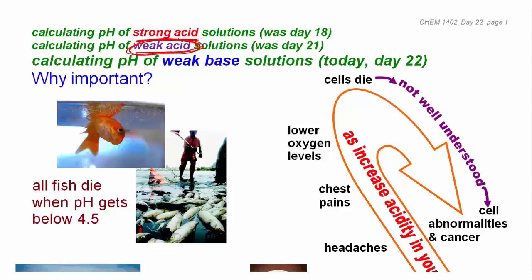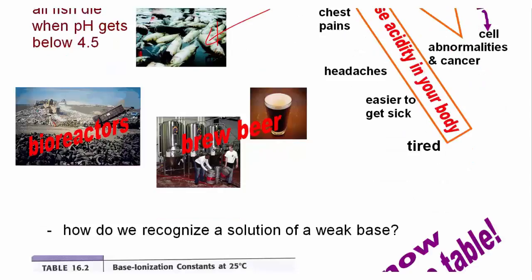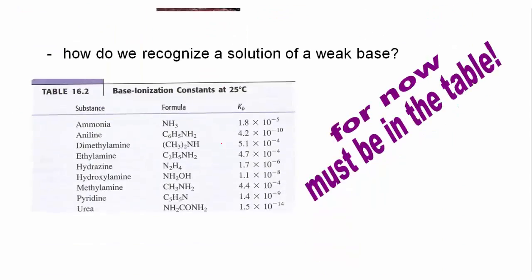Now we're going to move on today to weak base solutions. Since they're weak, these compounds are not going to dissociate 100%. So we're going to have to do ICE again to get the pH of these weak base solutions. And we'll always get a pH greater than 7 because they are bases. And like we said before, monitoring pH is a very useful thing in the environment or chemical processes, so this stuff is really applicable.